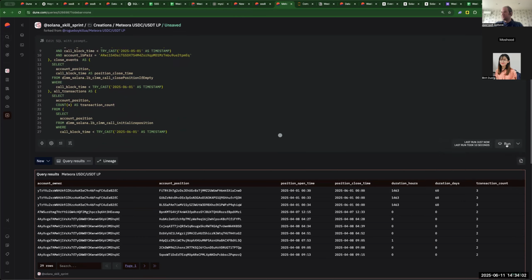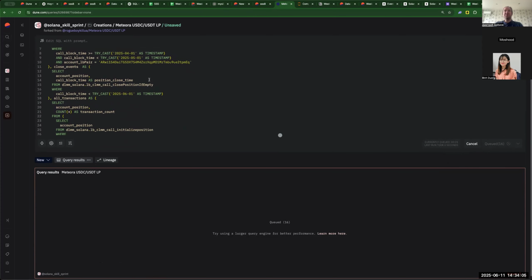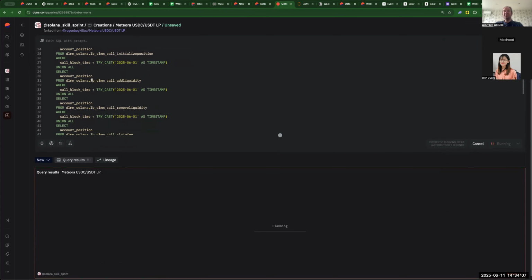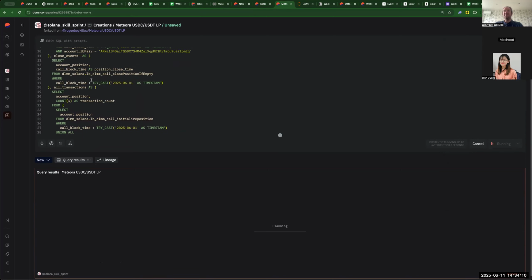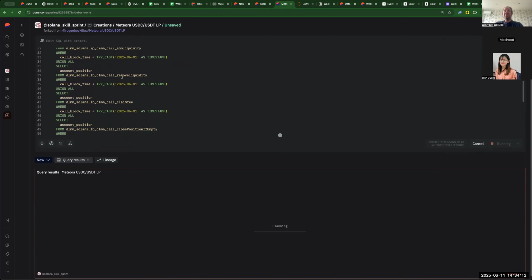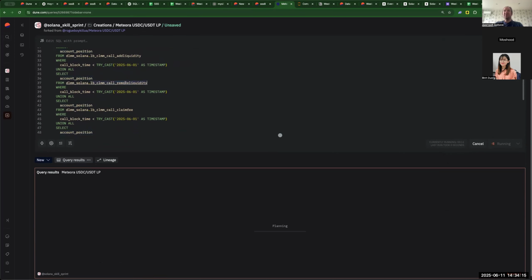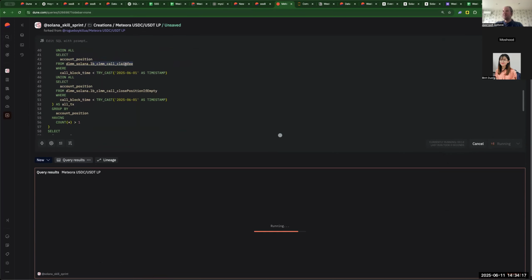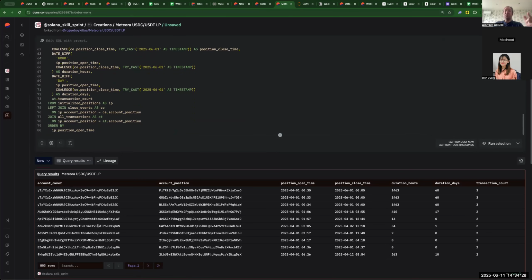Let's try it. It's working very fast. So I think that if we are considering only the close position, add liquidity, remove liquidity, and claim fee, we are definitely missing some events that are actually generated right now, during April or May. So now we understand that the most important event for closing a position is close position if empty, which is the old one.